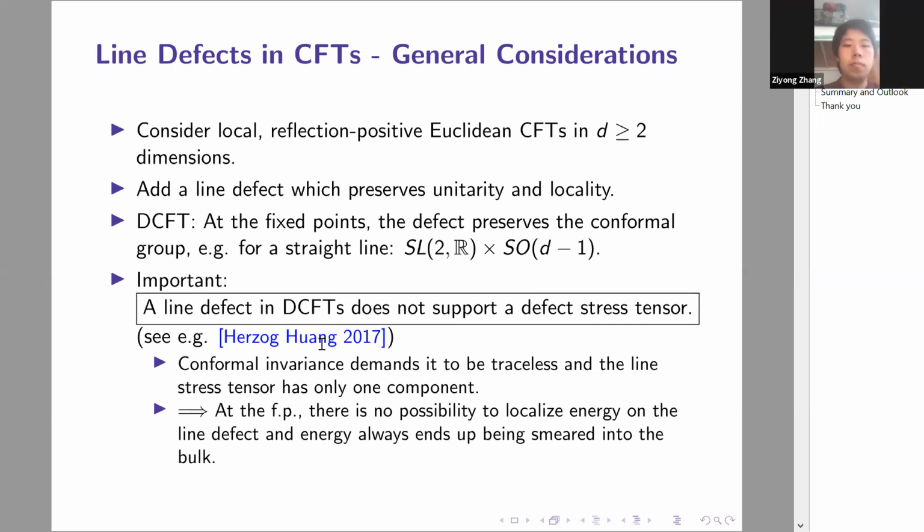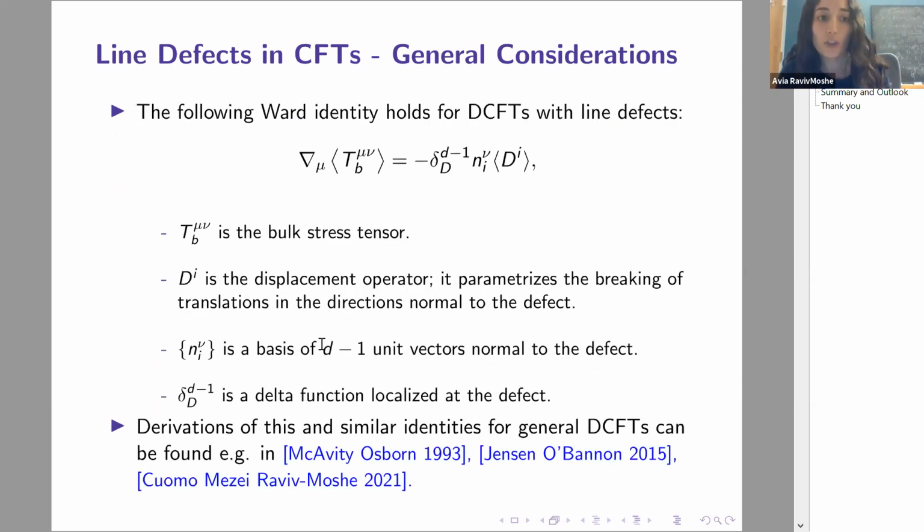What that physically means is that at the fixed points, there is no possibility to localize energy on the line defect, and energy always ends up being smeared into the bulk. Now, one can show that the following Ward identity holds for DCFTs with line defects. So here, T^{μν}_B is the bulk stress tensor. D_i is the displacement operator. It parameterizes the breaking of translations in the directions that are normal to the defect.